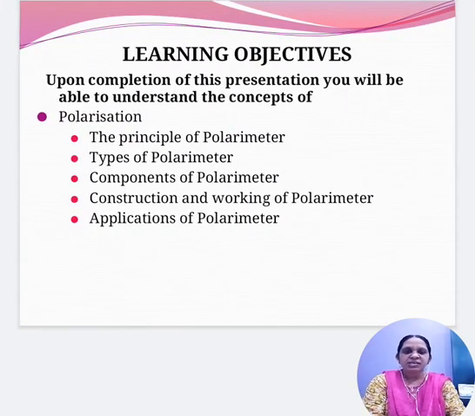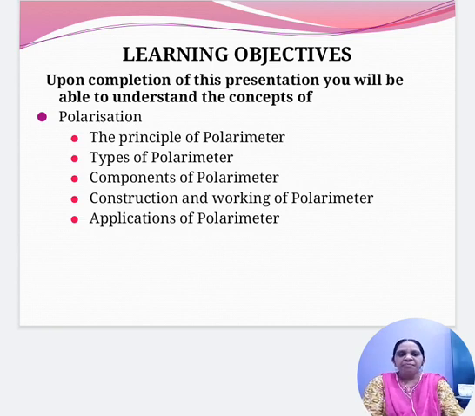Upon completion of this presentation, you will be able to understand the concepts of polarization, the principle of polarimeter, types of polarimeter, components of polarimeter, construction and working of polarimeter, and applications of polarimeter.